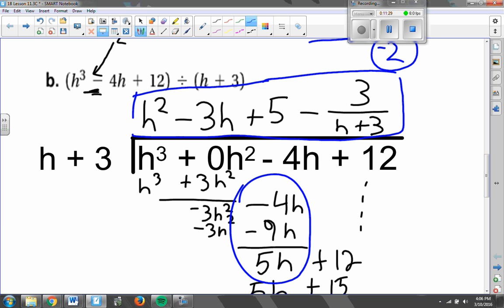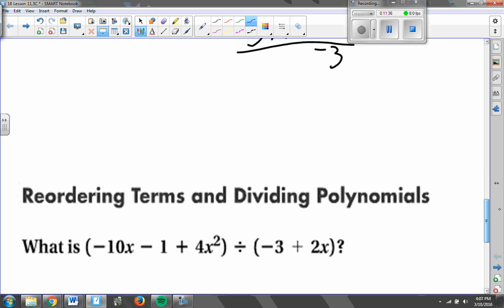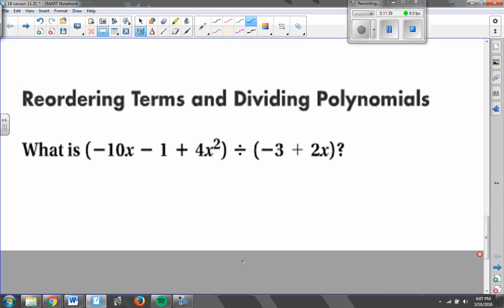But I do have one more thing that we need to talk about before this video is done. And that is the very, very important step of making sure that both of our polynomials are in standard form before we divide them. Okay, both polynomials need to be in standard form before we divide them. And remember, standard form means the highest exponent is on the left, the number without a variable is on the far right. So if you're given problems with the order mixed up, like negative 10x minus 1 plus 4x squared divided by negative 3 plus 2x, you'll notice that both of these polynomials in parentheses here are mixed up in their order. They are not in standard form. So we need to rewrite them so that they are.